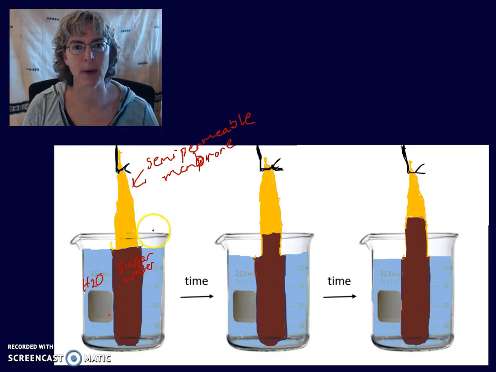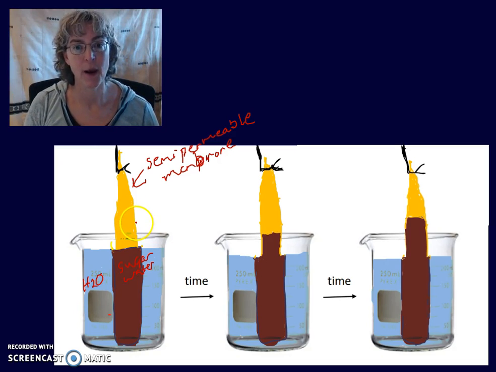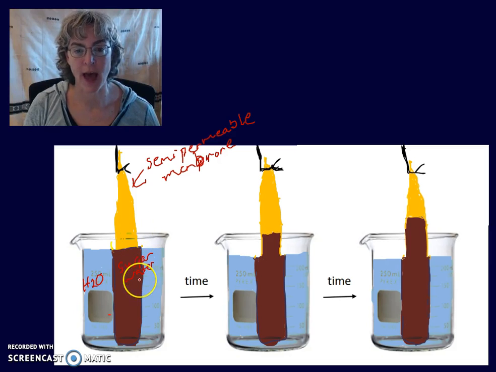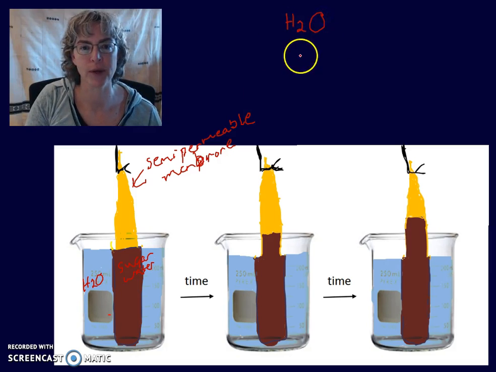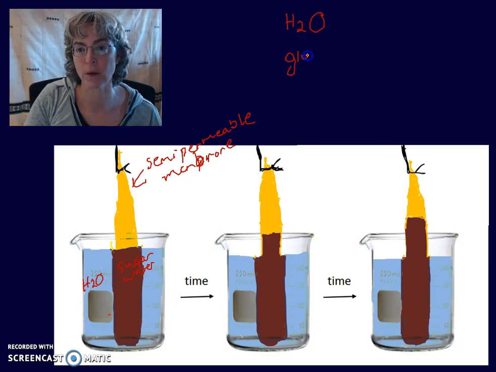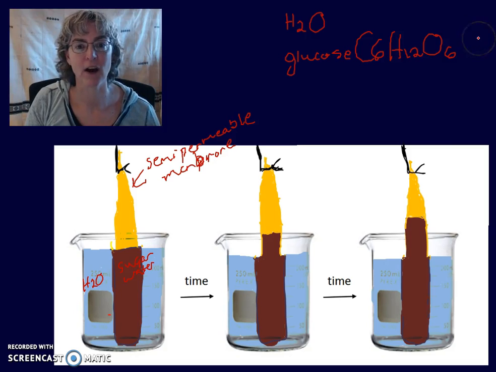Okay, so what do I mean by semi-permeable? It means that there are very small holes in this bag, which will allow a small molecule like water to get through, but so small that a glucose molecule can't get through. Now remember, water molecule, H2O, 3 atoms. A glucose molecule, C6H12O6, is a big molecule, and it cannot get through.